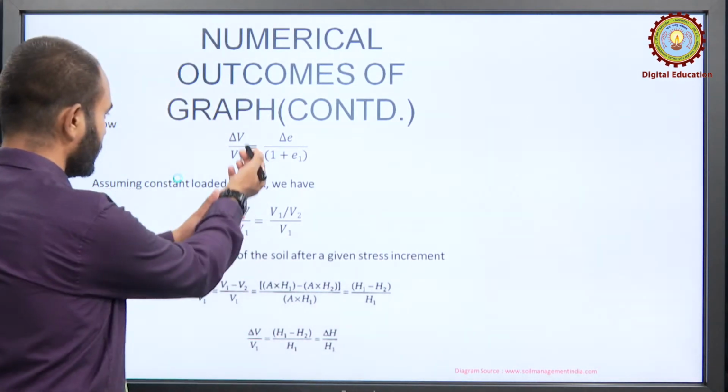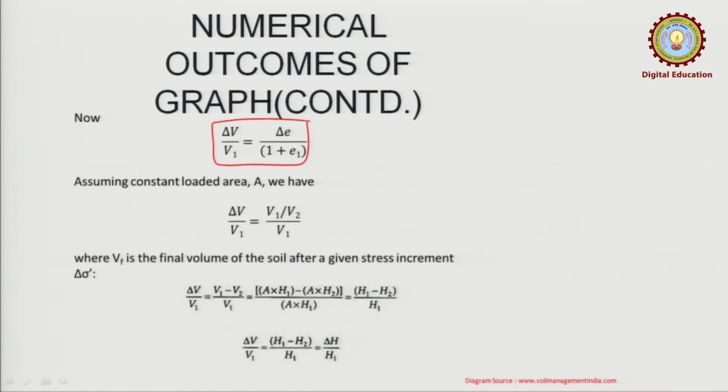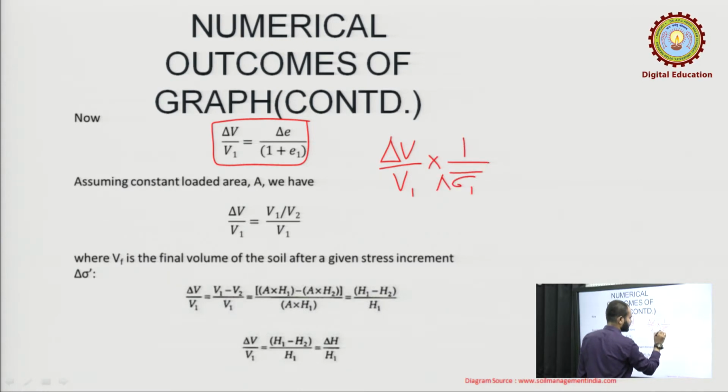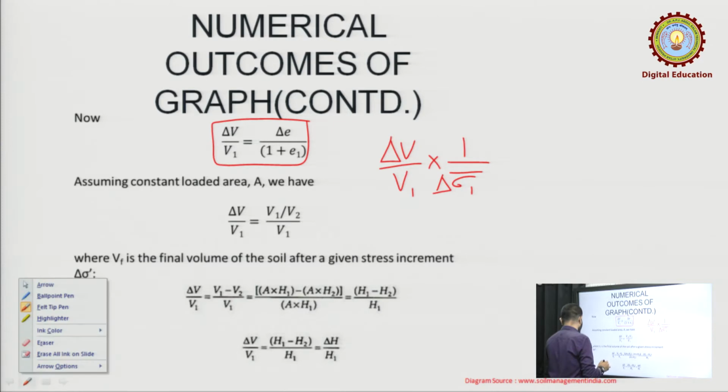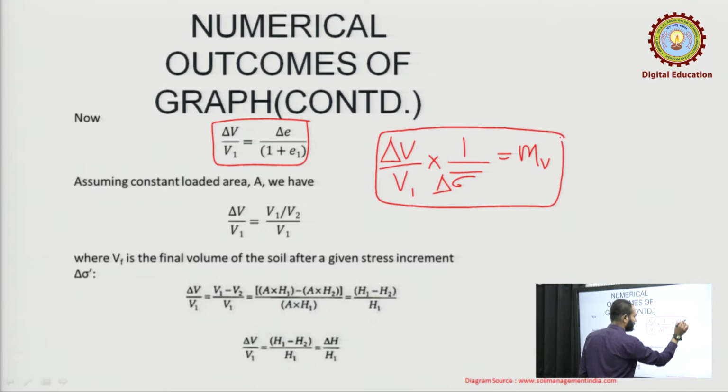Then further, it is only the derivation of that same. Because just now we had defined it as delta V upon V1 into 1 upon sigma bar. This will be the formula for mv. This was the formula for mv.